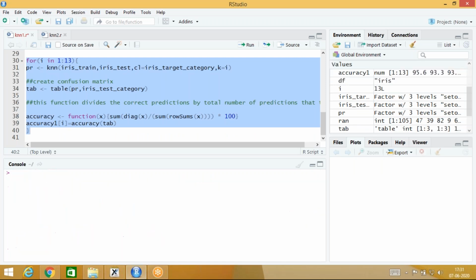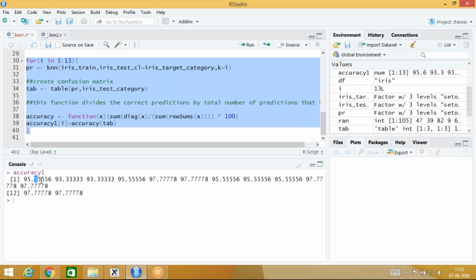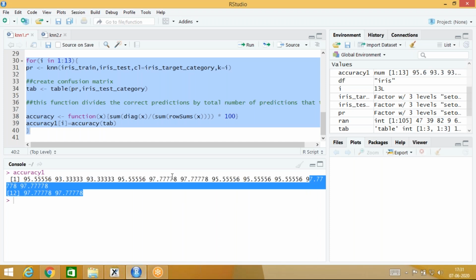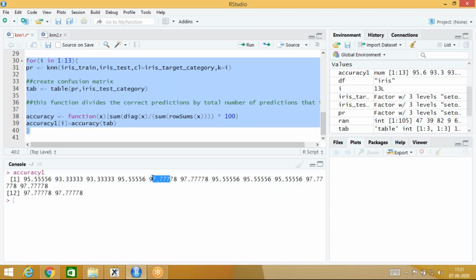what I get is accuracy 1. Which one is the highest? This is 95.5, then 93, 93, again 95.5, 97, 97. So I think I am getting pretty good accuracy even at k is equal to 5. Forget about k is equal to 10, 11, 12, 10 onwards is obviously accurate. But even at k is equal to 5, I am getting a pretty good result. So when I implement it further, for my analysis, for my prediction, I will use k is equal to 5.